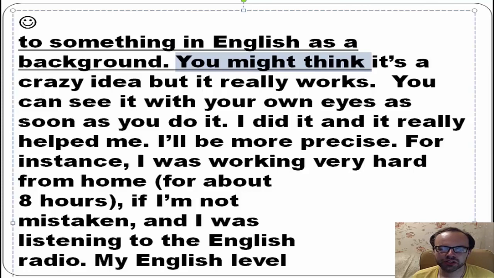You can see it with your own eyes as soon as you do it. You know that we use present simple after as soon as. So you just need to start doing it and you see the result. Listen to something simple, basic, good for your level, not very difficult. Very simple things, okay? Very simple English conversations, topics for beginners.